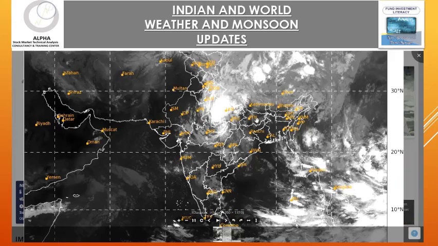Also the west and south peninsular India. When I talk about that, it's basically the Konkan area, Goa, Maharashtra, Marathwada, all this area comes into the west and south peninsular India, and over there it's light to moderate rainfall. So you can see that there is hardly any cloud cover in the south also. So hopefully everything will be well.